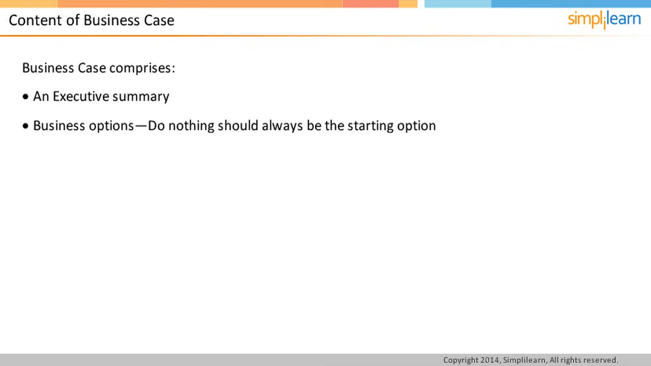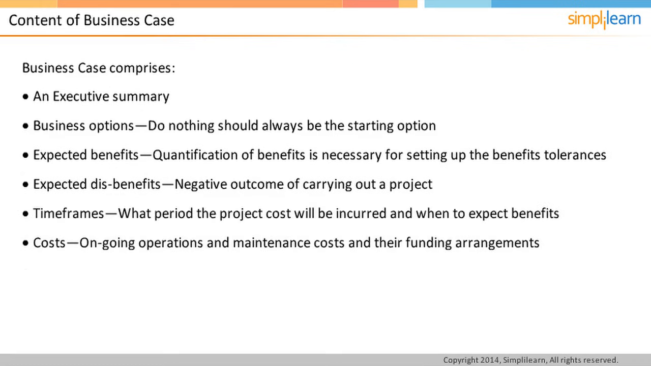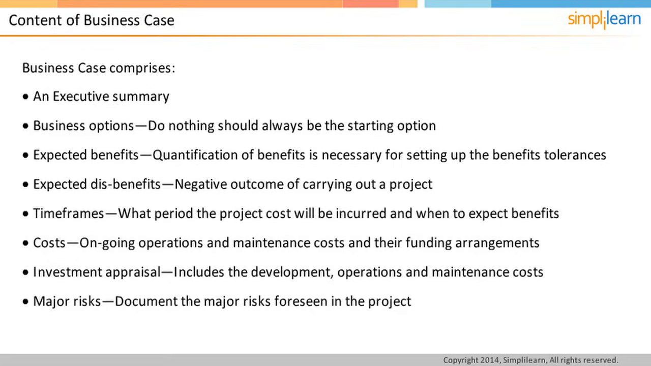The business case should also include the expected benefits and disbenefits, time and cost, investment appraisals, and major risks associated with the project. The business case should list each benefit that it claims would be achieved by the project's outcome in quantifiable terms. The quantification of benefits is necessary for setting up the benefits tolerances. For instance, in our sales information system example, the expected benefits could be a 10 to 15% increase in sales. The quantification also ensures that the benefits can be measured and can be proven. The benefits can be financial and non-financial.